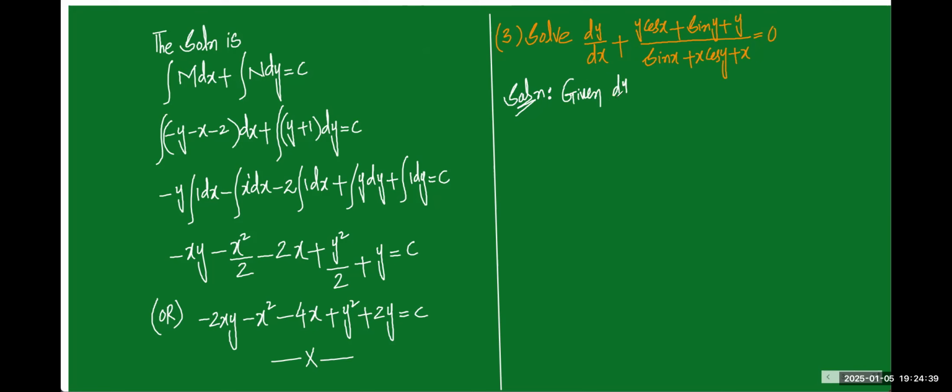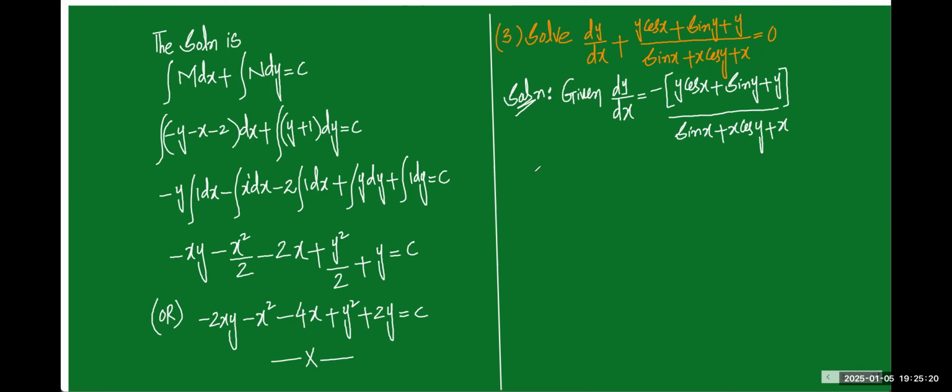dy by dx. Let us start by reducing one step. Directly we can bring this plus value to that side, it becomes minus: minus y cos x plus sin y plus y, all divided by sin x plus x cos y plus x.